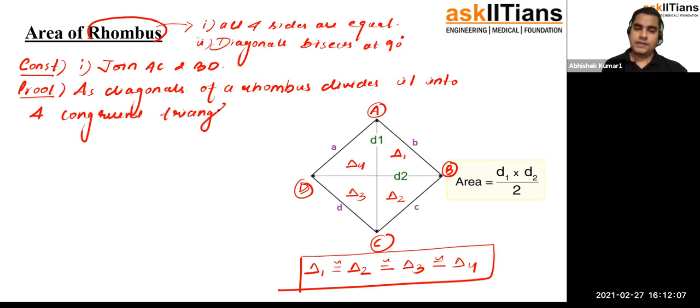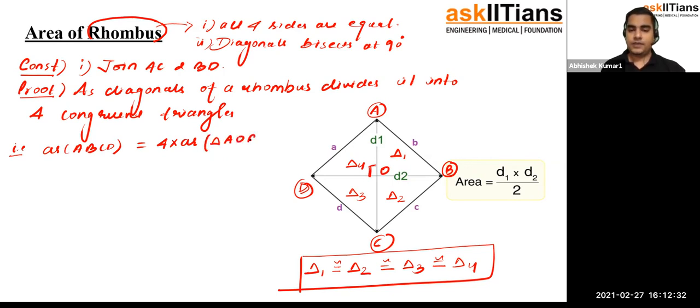So that means what? That means if you want to find out the area of this rhombus ABCD that I have, then that can be written as 4 times the area of any one of the triangles. And I am assuming the diagonals are bisecting each other at O. All right. And they bisect at 90 degrees. So that will be 4 times the area of triangle AOB. Correct. And area of triangle AOB can be calculated by using half base into height.